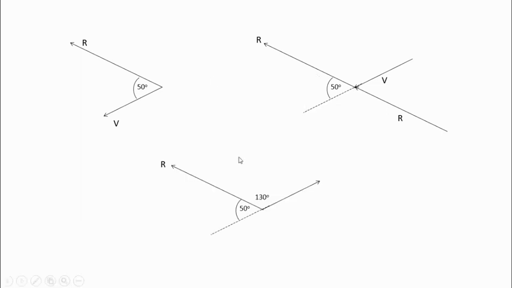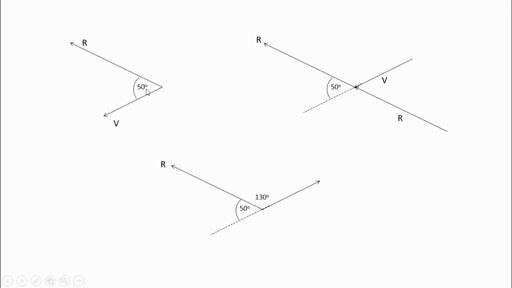If we should change the direction of V so that it now looks like this, same length, but the arrow is pointing in the opposite direction, it's not the same V. It's not the same vector that you had before. This would be negative V because it's pointing in the opposite direction. So looking at R and this line, which is negative V, the angle between those two would be 130, not the 50.